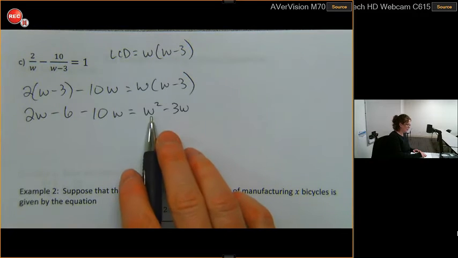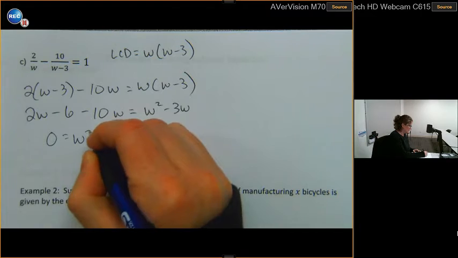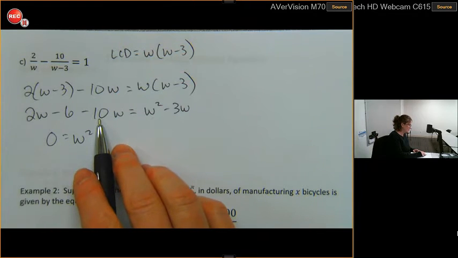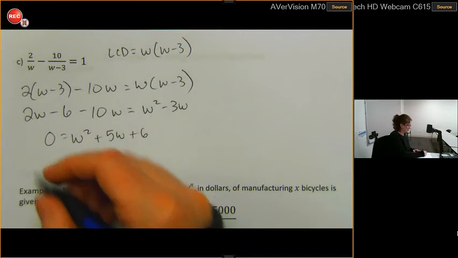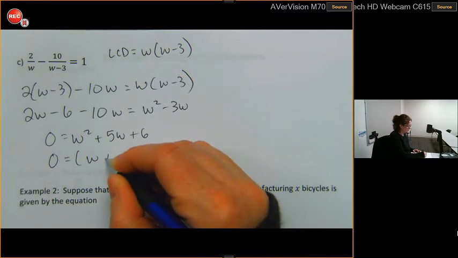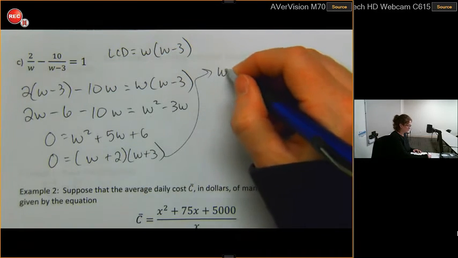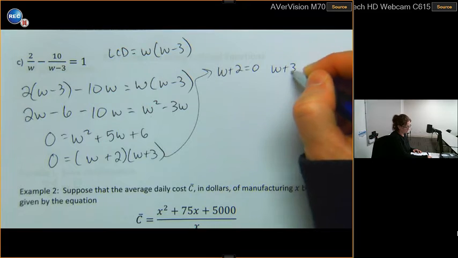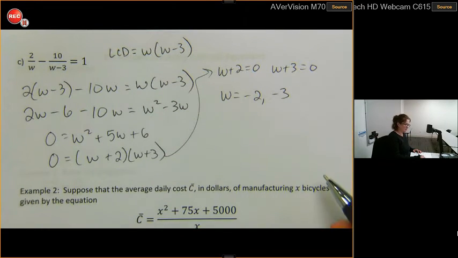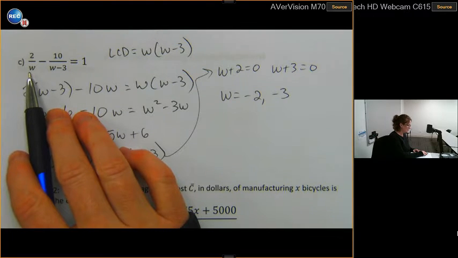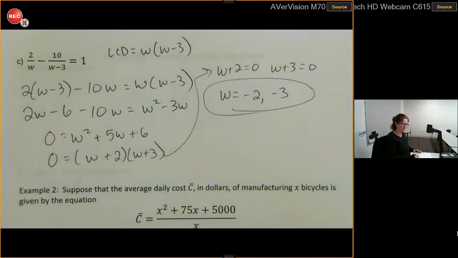Since I have a quadratic, w squared, I'm going to make it equal to 0. So those two is negative 8w. So add 8w, get 5w. Add the 6. Factor. Get 2 answers. Double check. When I put in a 2, negative 2, I do not get 0. When I put in a negative 3, I do not get 0. So those answers are both good.